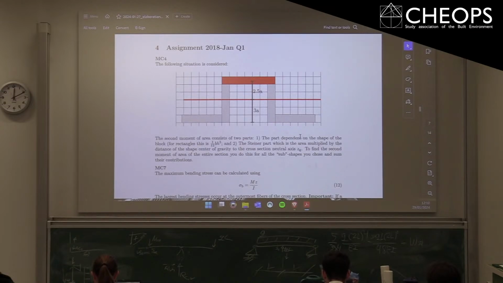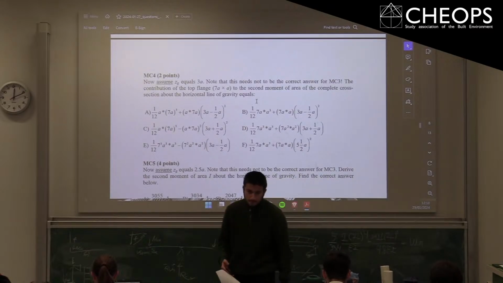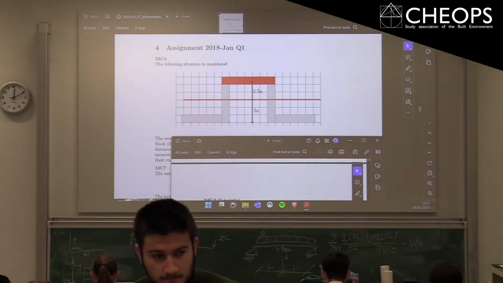They ask you basically for a segment of the contribution to your total second moment of area, right? So normally you do that for all the separate rectangles or triangles in your structure and you combine them. Here, be careful that they ask you for only the top flange. So that's this part over here.